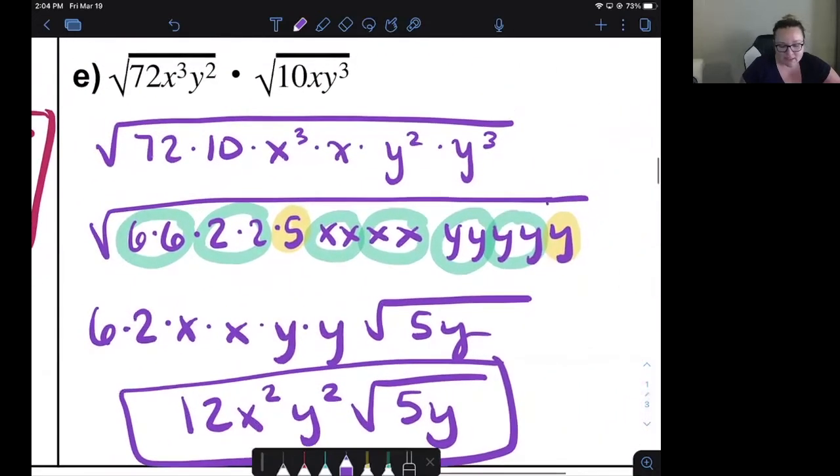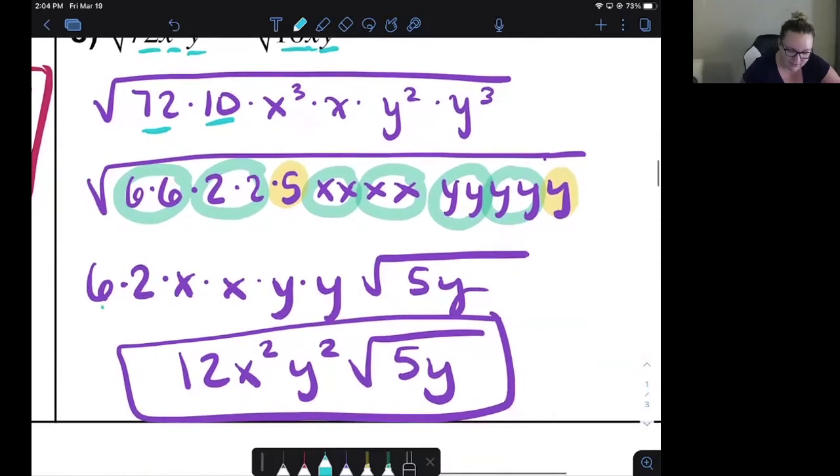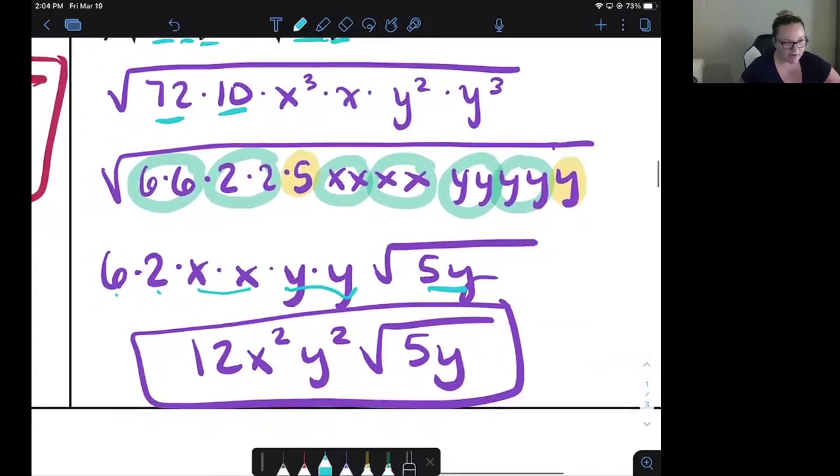For part E, they are both under square roots, so we can combine all of this good stuff. So I multiplied the 72 by the 10, the x cubed by the x, the y squared by the y cubed. And then I just looked for my pairs. So I ended up being able to bring out a 6, a 2, 2 x's, 2 y's, and then I was left with 5y under the radical. I went ahead and multiplied. I got 12x squared y squared times the square root of 5y.